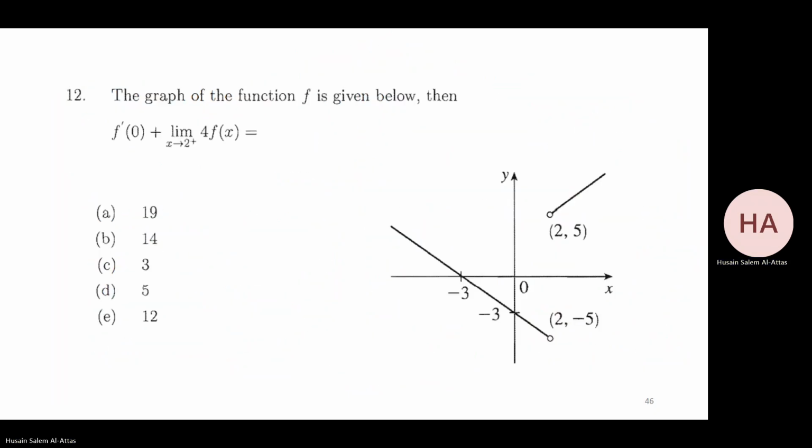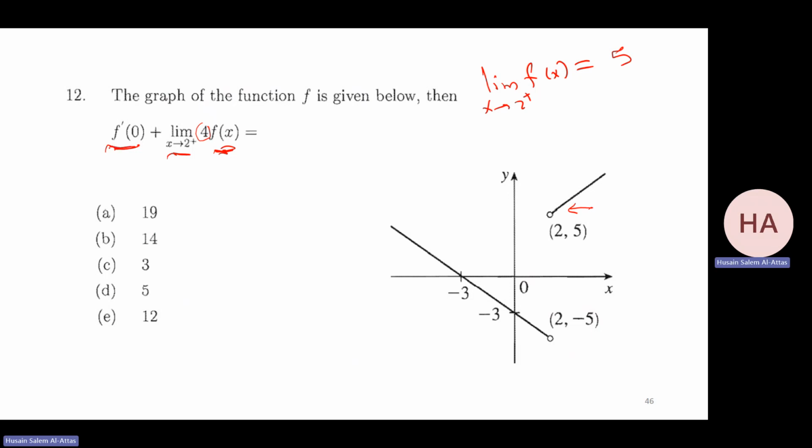3.1 says the graph of the function is given below. Find f prime at 0 and this limit. So the limit exists, so I need to check the limit of this. X goes to 2 from right. For f of x, look at this function. 2 from right, I am here. It will be 5.